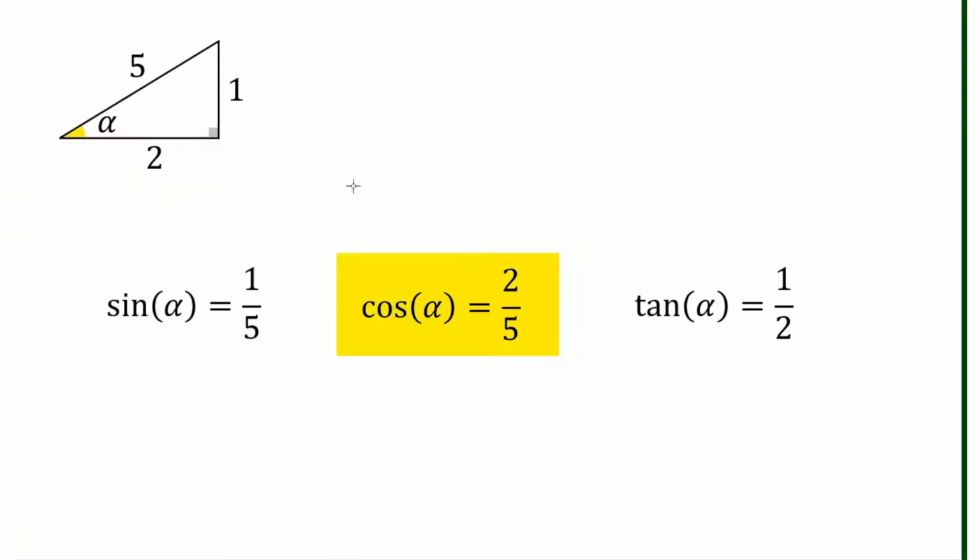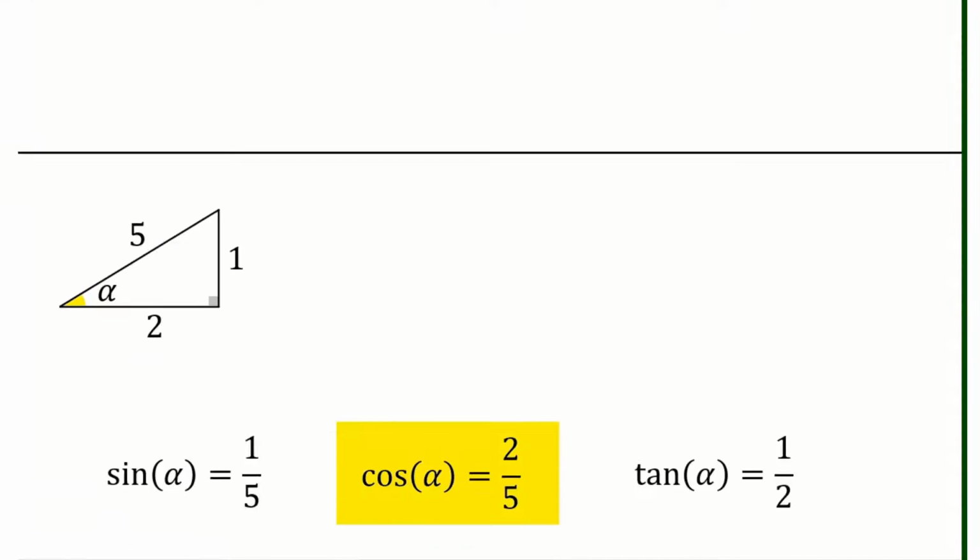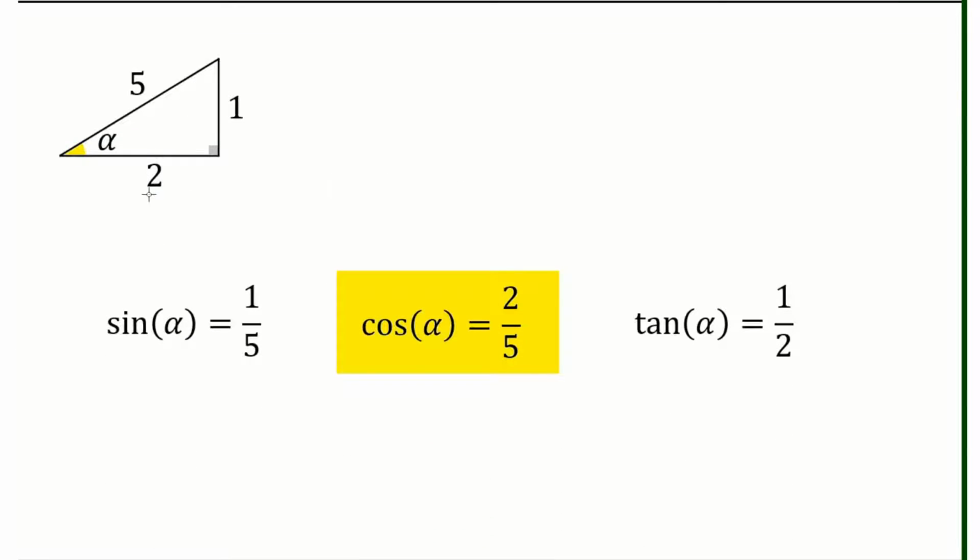Here we have the rules for sin, cos and tangent. Now, here is the triangle that we have earlier here. This triangle is taken from here. We have C here. So in principle, if this would be 1, this would be 2, if this would be 5, we would get sin like this, cos like this, and tang like this.